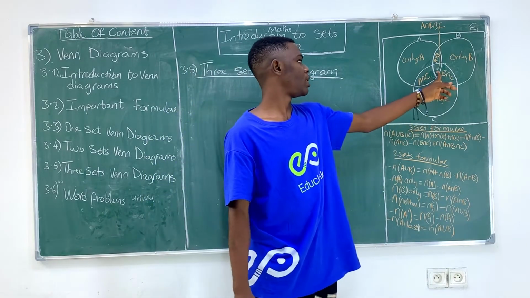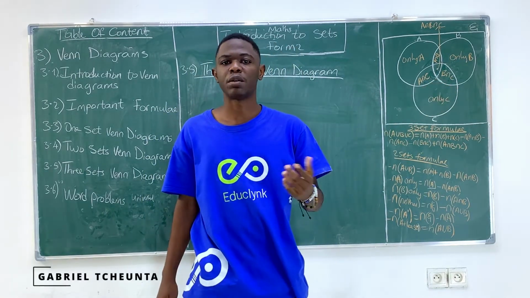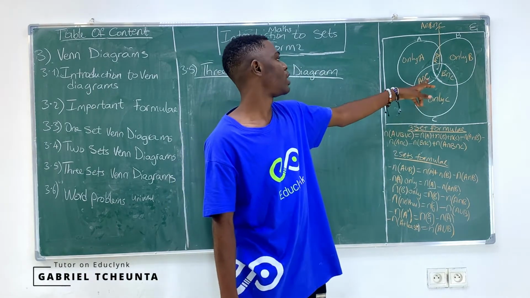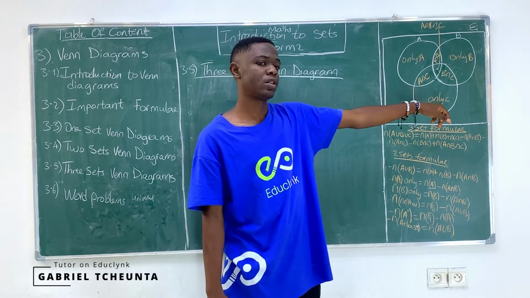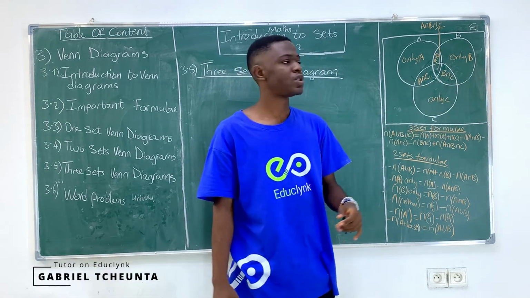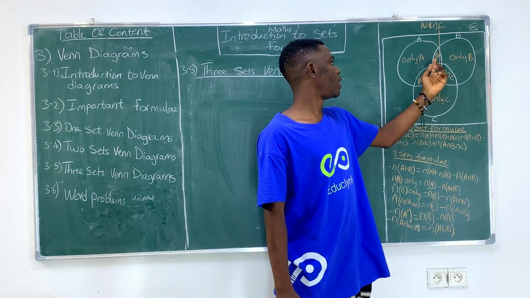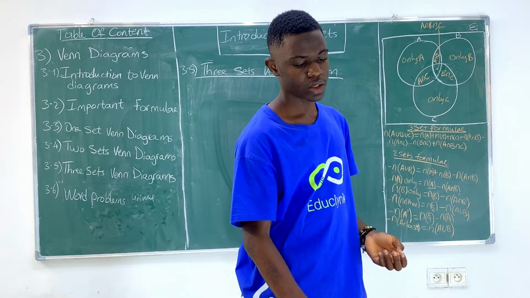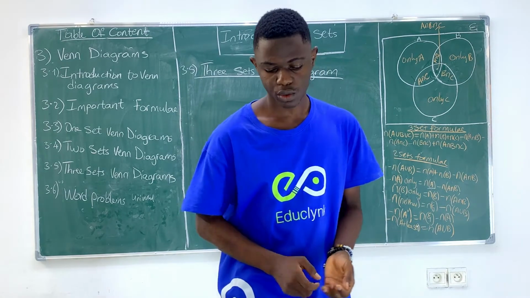So this part here in the middle represents an element which is common to all of the sets. This part here represents an element which is common only to A and B, to A and C, for instance. This part represents an element which is common only to B and C, and here only to A and C. So let's solve an example and look at how it's going to look like.